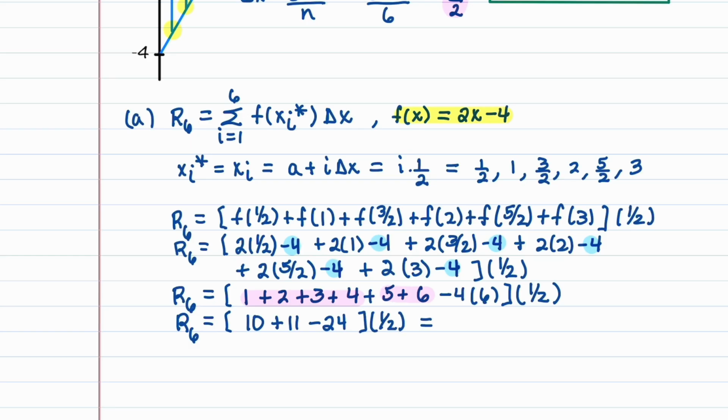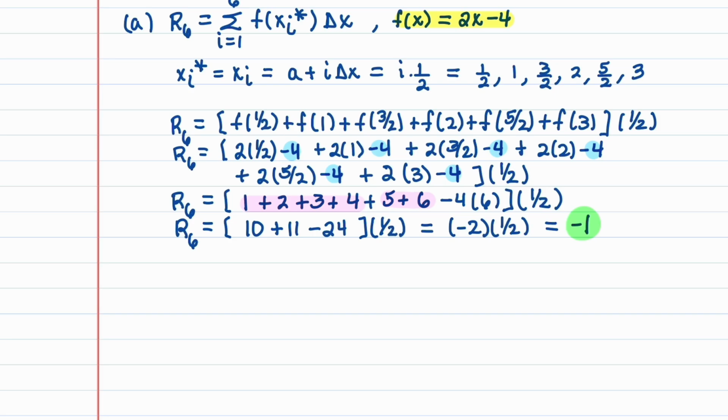And this gives us 22 minus 24. So this is minus 2 times 1/2. And that gives us a value of minus 1. And that's what our Riemann sum is equal to when we use right endpoints.